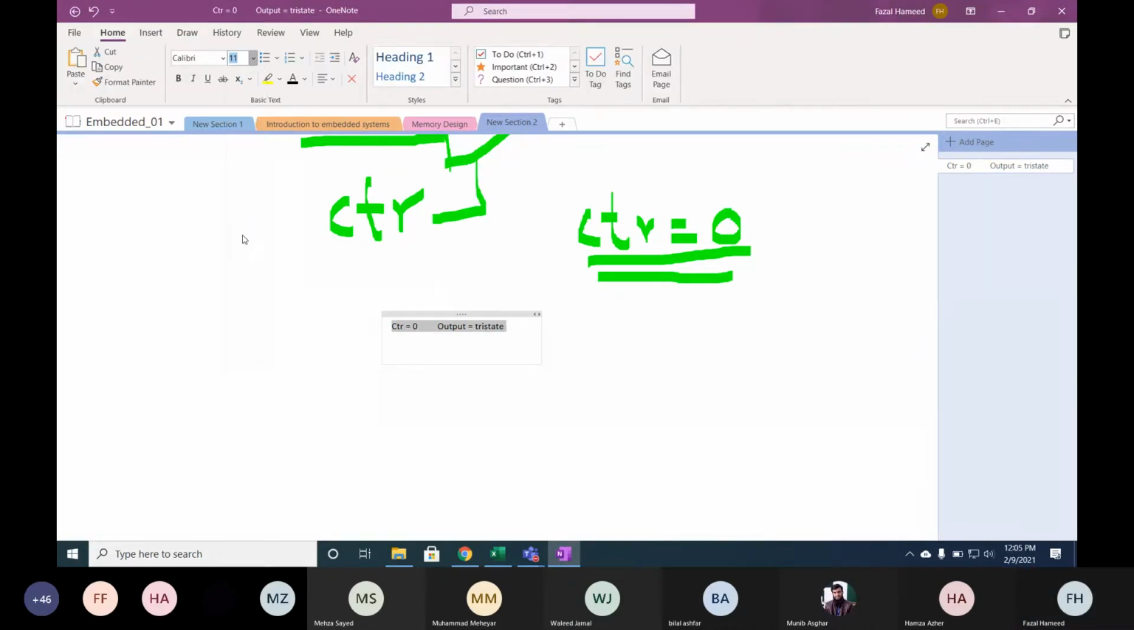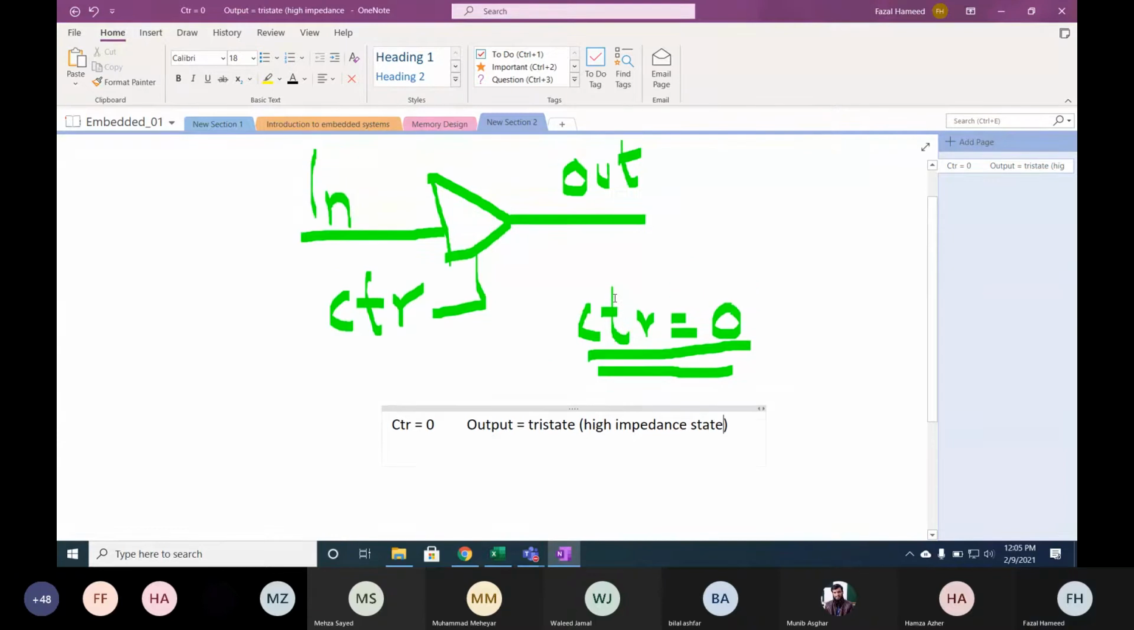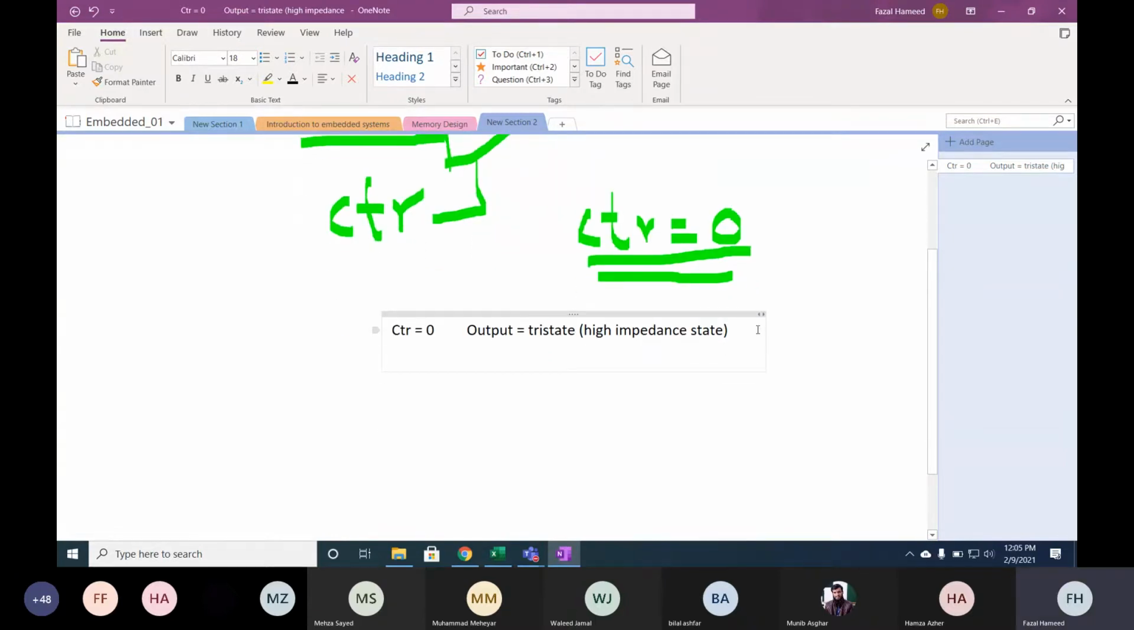Tri-state is also called the high impedance state. What is a high impedance state? So the output is in a high impedance state, and when the output is high impedance, it is neither a logical one nor a logical zero. What does high impedance mean?